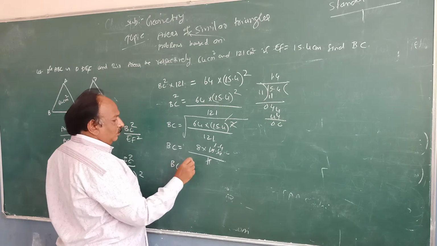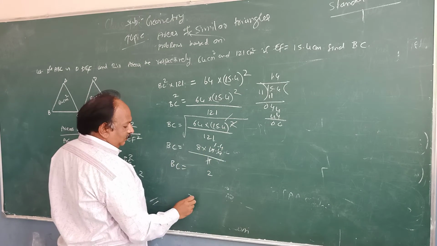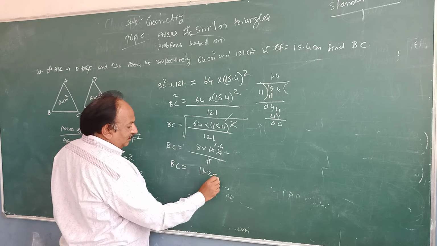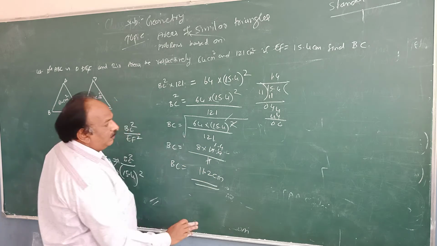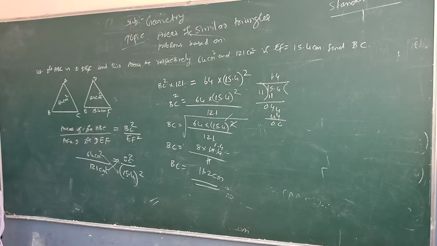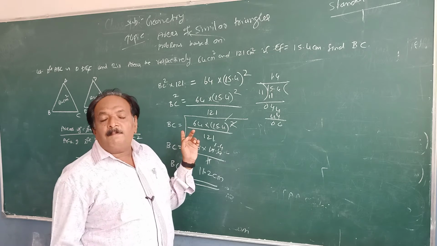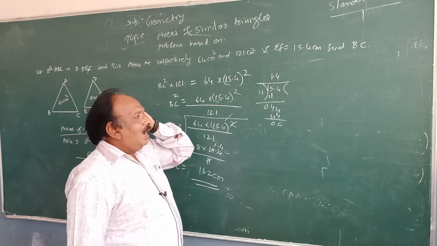BC is equal to 8 fours are 32, carry number 3. 8 ones are 8 plus 3, 11. The measure of BC is 11.2 centimeters. My dear students, while learning this problem, the next topic will pass on to Pythagoras theorem.